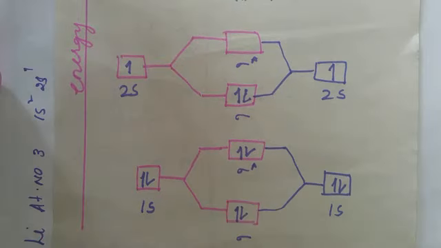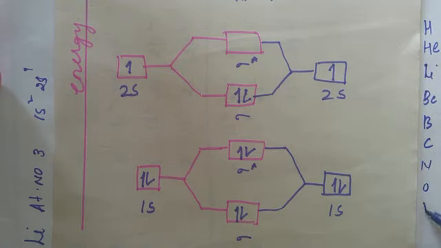After lithium comes which element? First one is what? Hydrogen, helium, lithium, beryllium, and then B, C, N, O, F. So we are looking into beryllium, whose atomic number is 4.